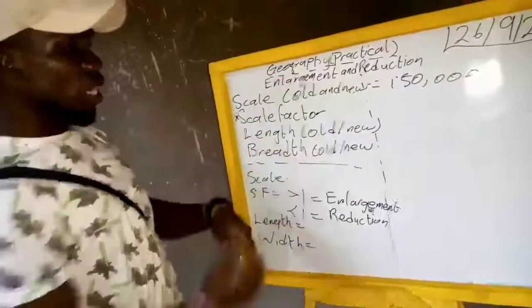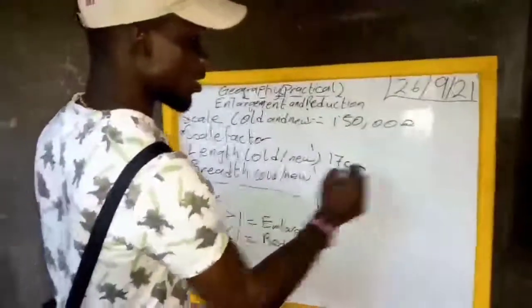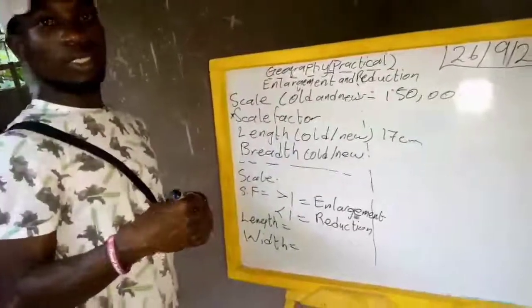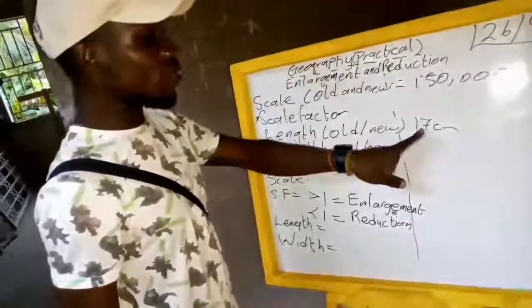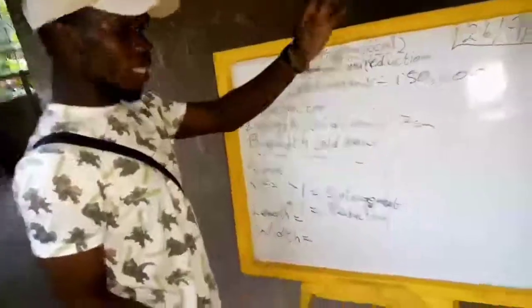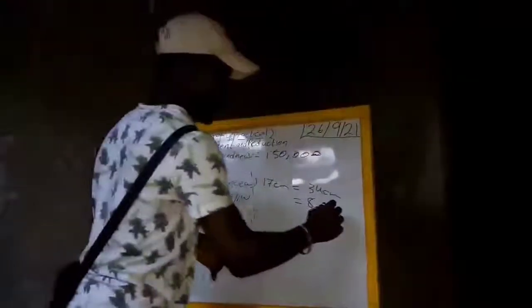The length, the old length, say when you measure the length you had was, let's say, 17 centimeters. That is your old length. So the new map or the new outline map that you get, its length will then become the new length. So if there's 17 centimeters and you enlarged it to twice its size, it will be what? 17 times 2, giving us 34 centimeters. But then if you reduce it by 2, that is 1/2, you get 8.5 centimeters. So these ones now become your new length.